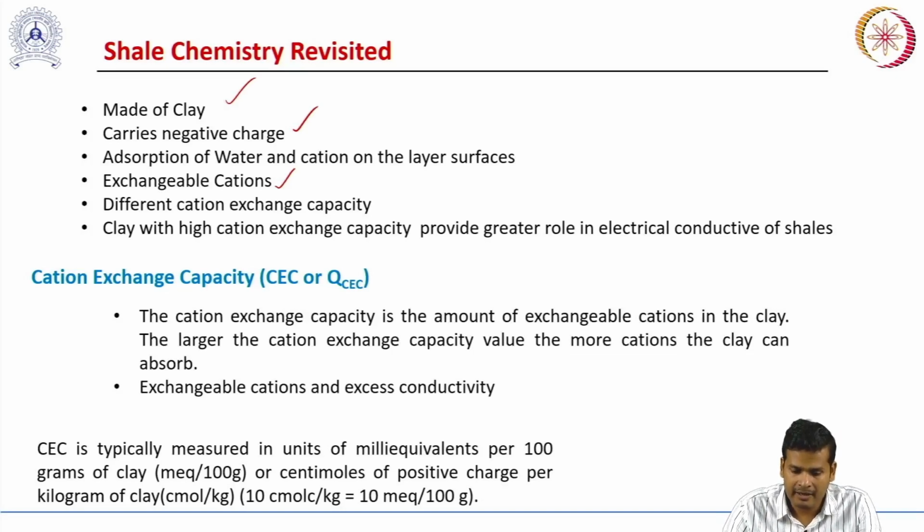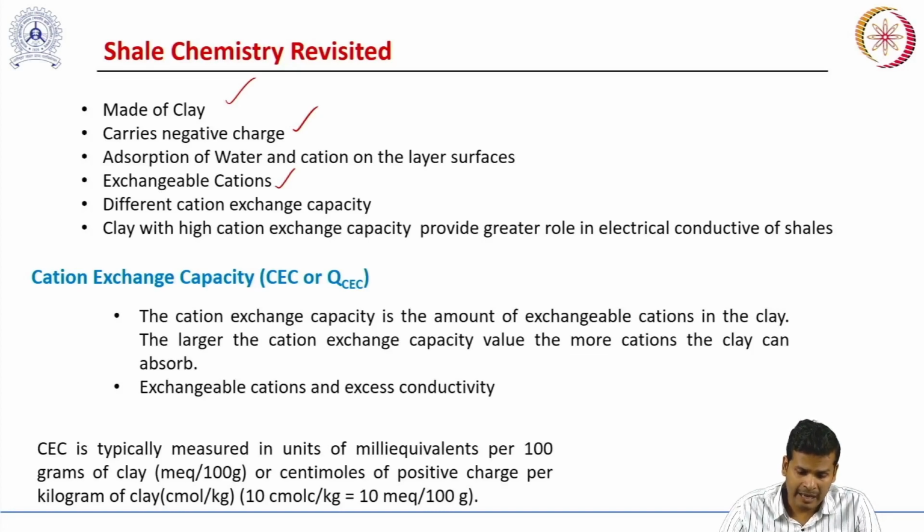So we can say that the larger the cation exchange capacity, the more cations the clay can adsorb. And when these exchangeable cations are placed inside an electrical field, they can flow because they are not permanently bonded on the clay surfaces. In the presence of an electrical field, these cations will flow and provide conductivity for the flow of the current. This way the clay will have certain conductivity. And the amount of exchangeable cation is defined by the cation exchange capacity.